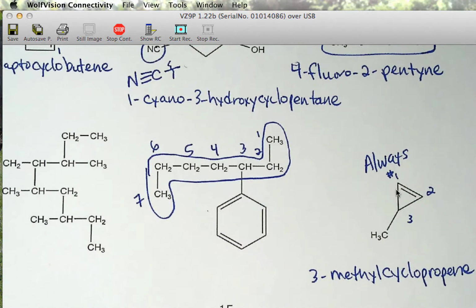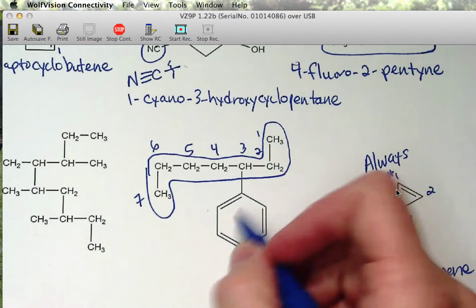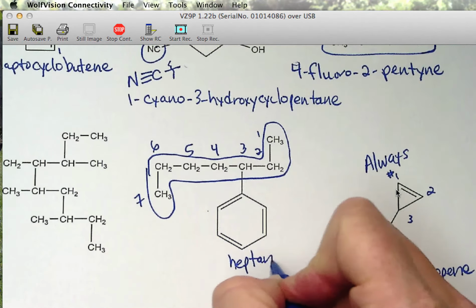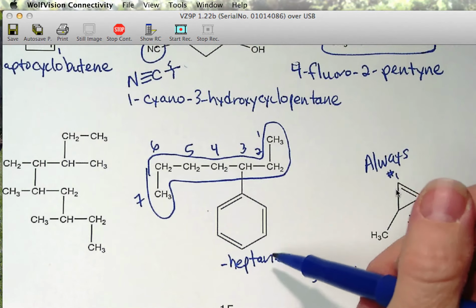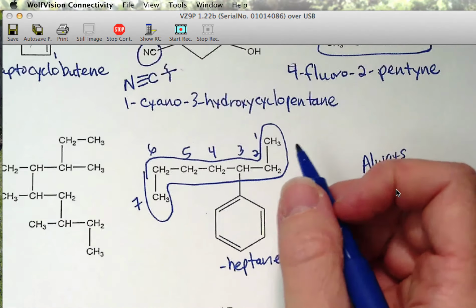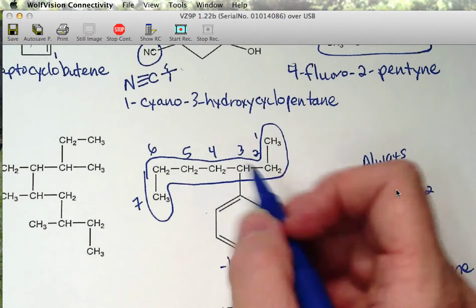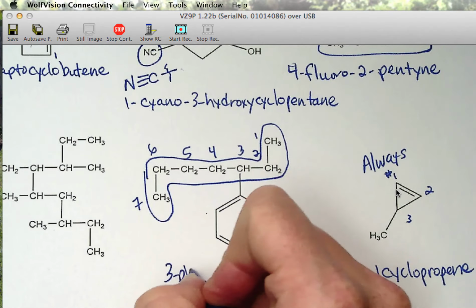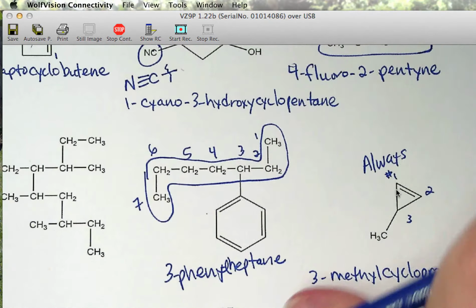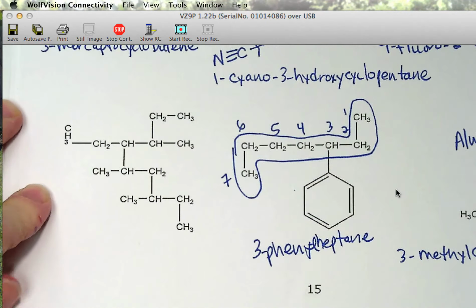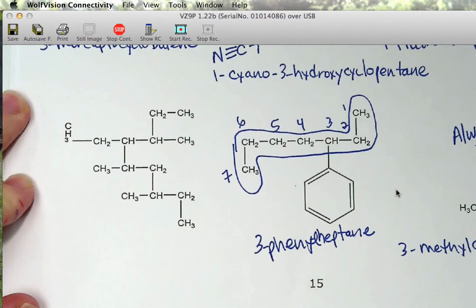An alkane with 7 carbons, how would you name it? Heptane. And coming off the 3rd carbon is phenyl. It's not benzene. I'll talk about that a little bit later. This is phenyl. 3-phenylheptane. And this last one, the longest continuous chain of carbons is 9.